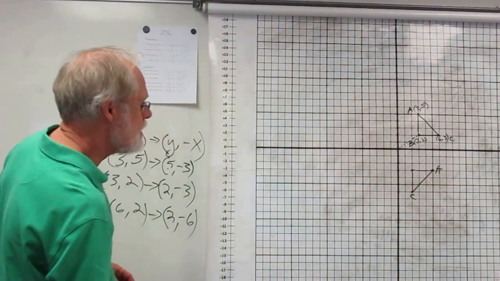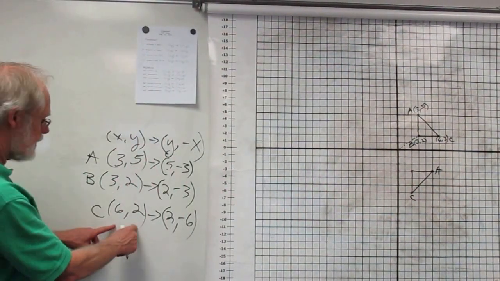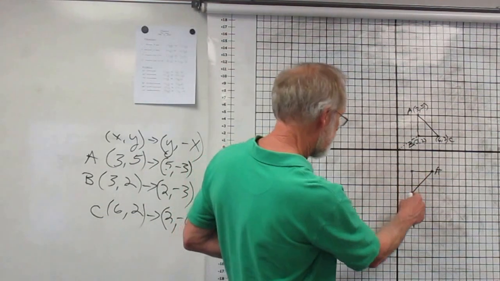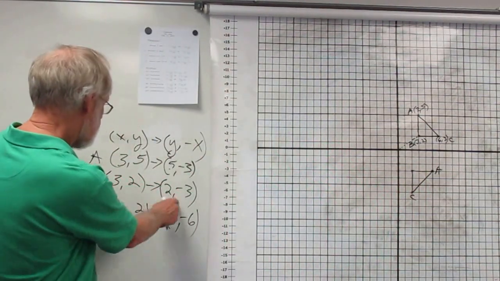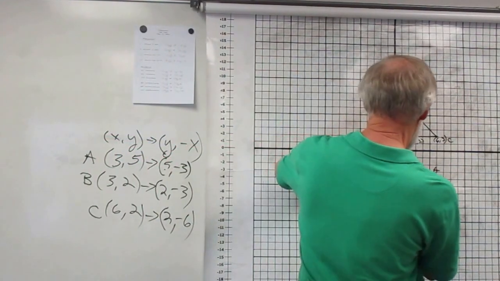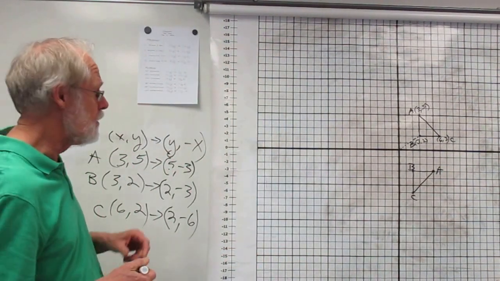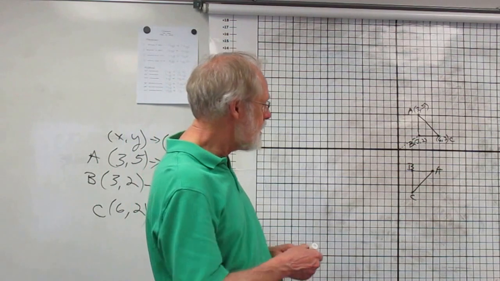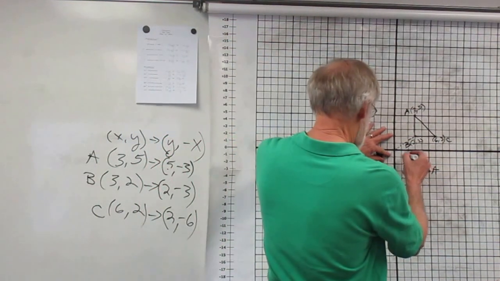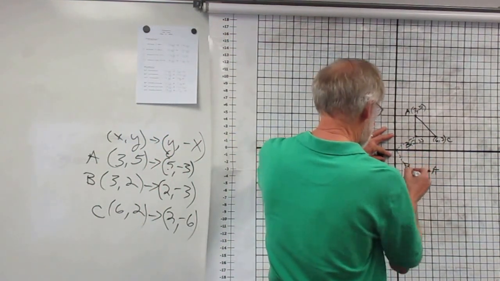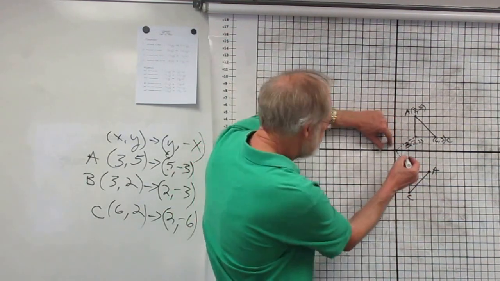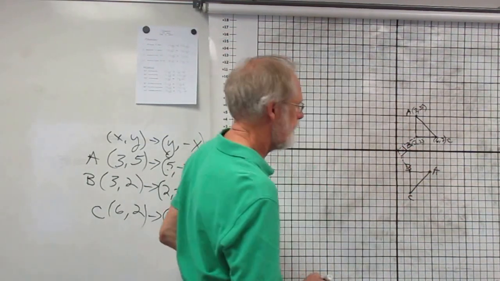Point B, let's see, well, let's do C, because I did that. 6, 2 to 2, negative 6, that was here. And point B from 3, 2 to 2, negative 3, so that's point B. All right, that's the new triangle, rotated 90 degrees about the origin. And now you can see that this point, that's a 90-degree angle here as I rotated this thing around.